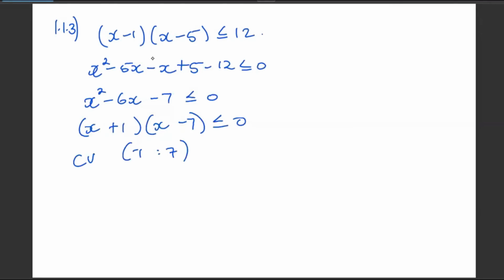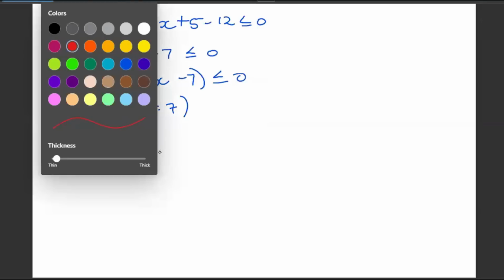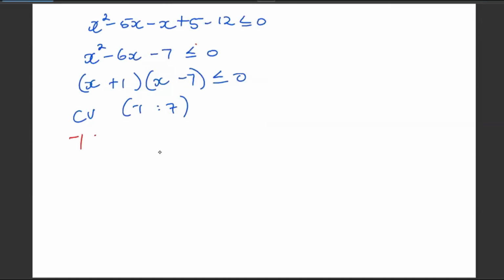So how do we represent this? There are 3 ways to represent the solutions of this. Meaning that negative 1 is less than or equal to x, less than or equal to 7. The other alternative is to draw the parabola. The a is positive, meaning that we can have something like that. This is your negative 1, this is your 7. This is the area of interest. So that is how we would have represented those solutions of ours.